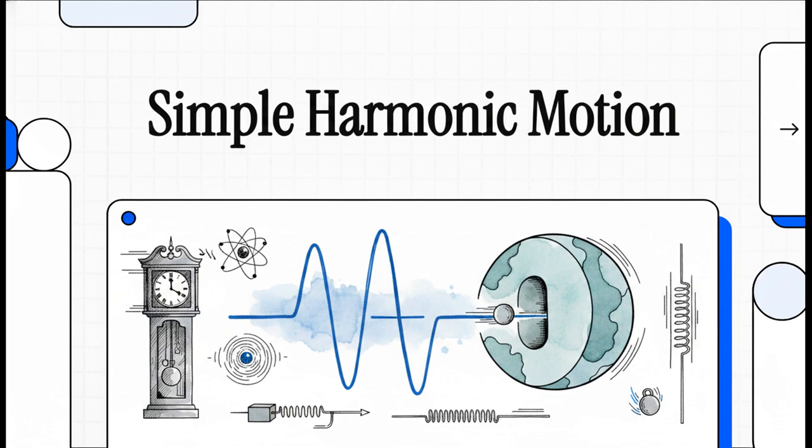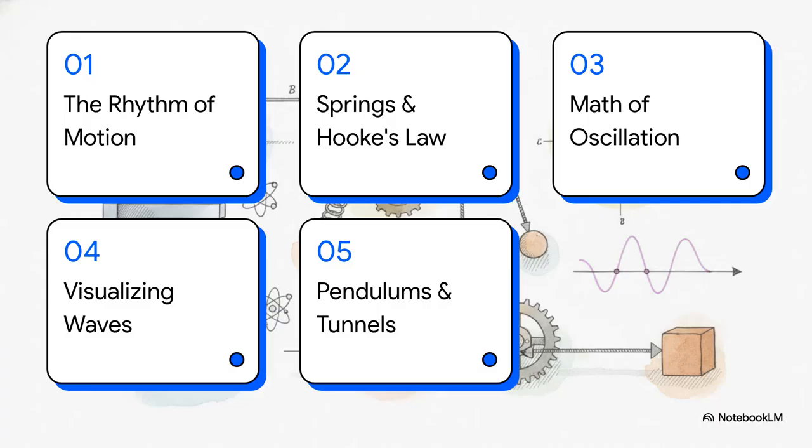And if you stick with me, we're going to apply these very same rules to a massive science fiction thought experiment, dropping a mass through a gravity tunnel straight through the center of the Earth. Okay, let's dive into this. Here's our roadmap for today. First, the rhythm of motion, then springs and Hooke's law. After that, the math of oscillation, visualizing harmonic waves, and finally, pendulums and gravity tunnels.